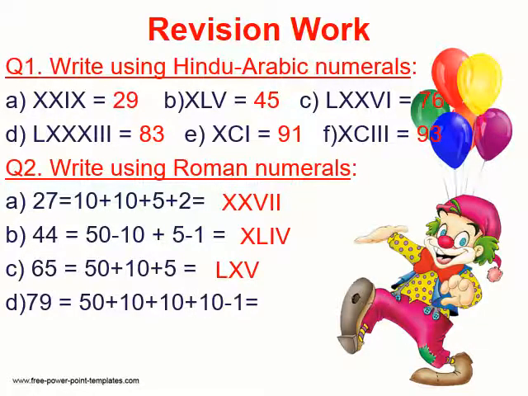In B part, children, we have the Hindu-Arabic numeral 79. So 79 means 50 plus 10 plus 10 plus 10 minus 1. So the Roman numeral for 79 is LXXIX.